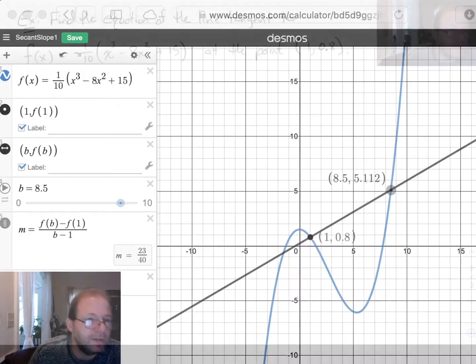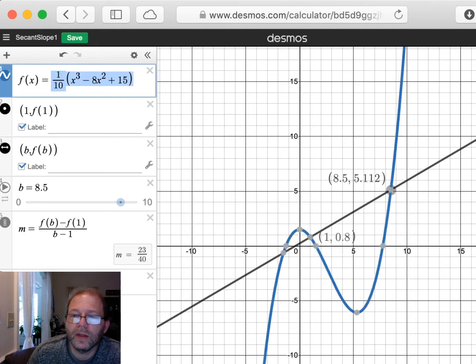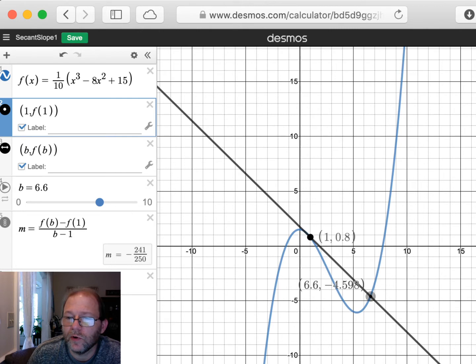So let's look at this. I've already got it put into Desmos. I've got the function here. I've got the point (1, f(1)). f(1) is 0.8, you can see that there. And the other point, I'm going to just move around.